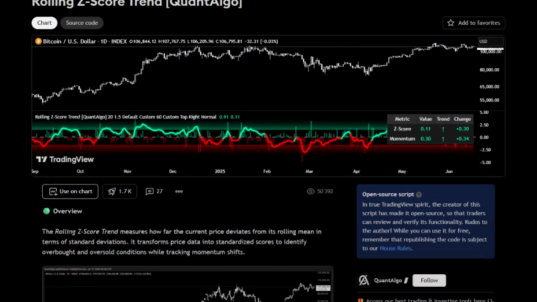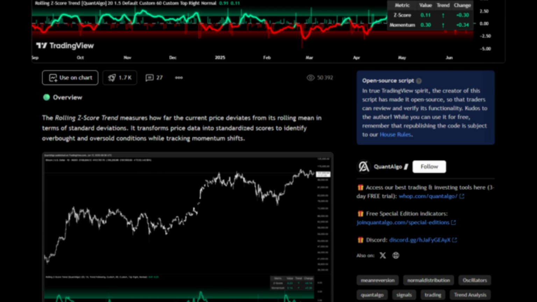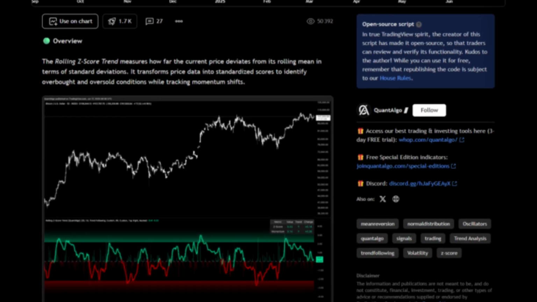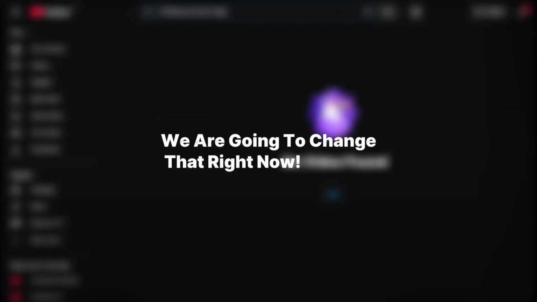The indicator is called Rolling Z-Score Trend by QuantAlgo, and it's free on TradingView. It has built-in modes for scalpers, swing traders, and trend followers, and almost nobody has made a proper strategy video about it. We are going to change that right now.